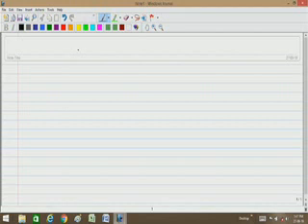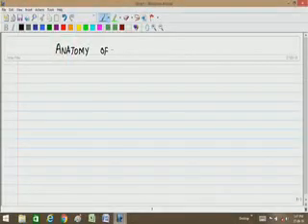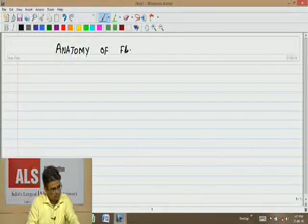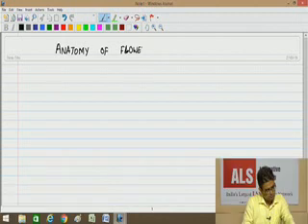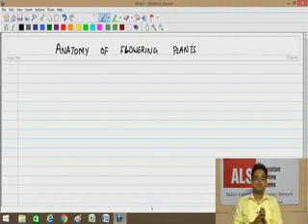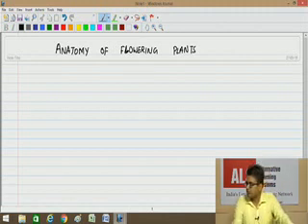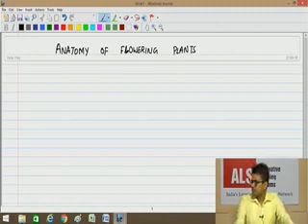All right, so in the last class, we were discussing the anatomy of flowering plants. In the anatomy part, what we have done so far includes the transverse sections of various plant organs.